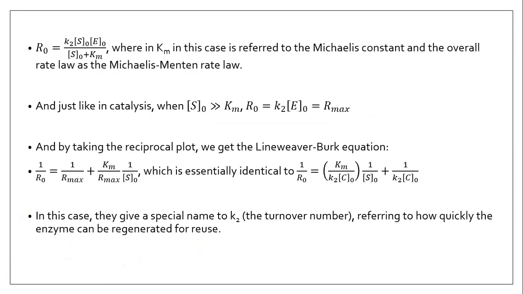So we set that up where the catalyst drops out from the bottom. The rate R0 is K2 S0 E0 over S0 plus Km. Km in this case is referring to the Michaelis constant, and this is the overall rate law, the Michaelis-Menten rate law. Just like in our basic catalysis, we're going to say S0 is much greater than Km, so it's usually dependent on K2 and E0 only. And we'll take the reciprocal plot, which in biochemistry is known as the Lineweaver-Burk plot, saying that 1 over R0 is equal to 1 over rate max plus Km over rate max times 1 over S0.